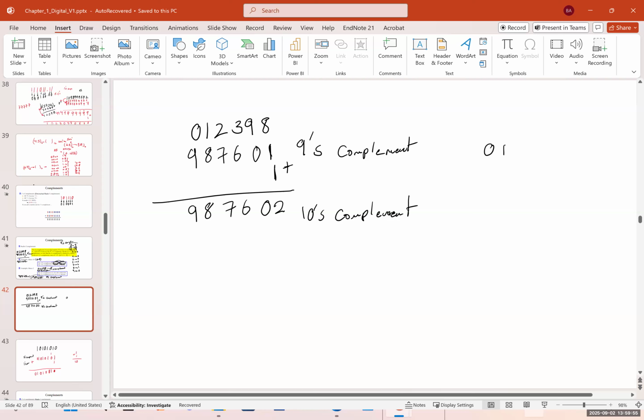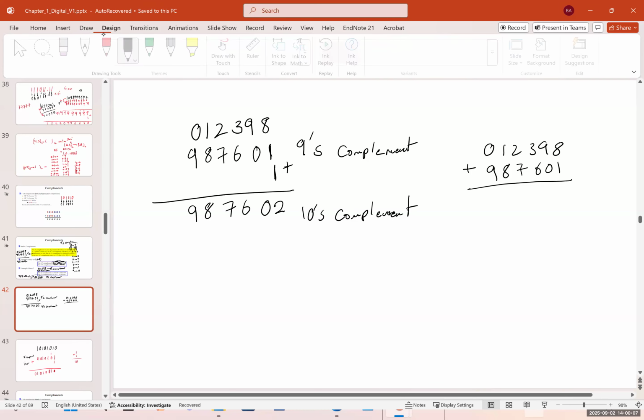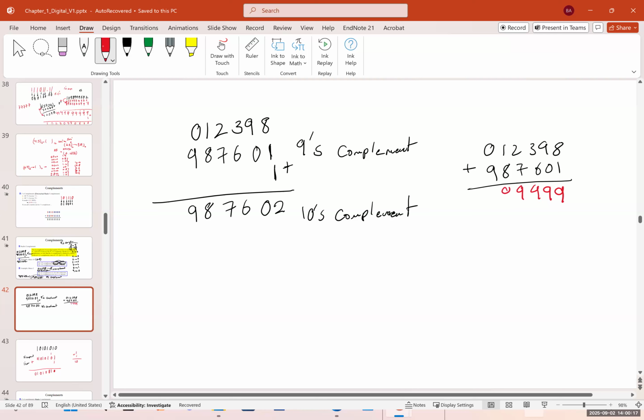What happens if I add 0, 1, 2, 3, 9, 8 to its 9's complement? 9, 8, 7, 6, 0, 1. Can you add these two together for me? 1 plus 8 would be what? 9. Plus 0 is 9. 3 plus 6 is 9. 9, 9, 9. That's the reason we call it the 9's complement, because when you add it, you're going to have all 9's. Okay?